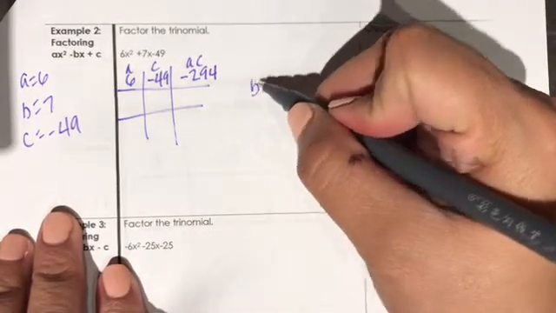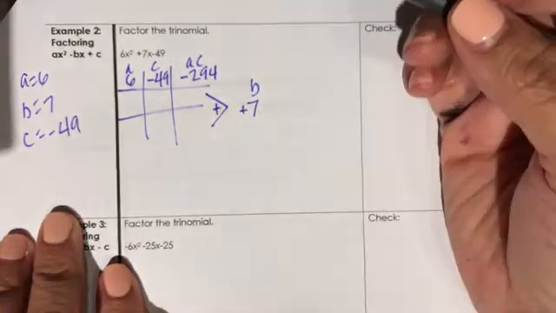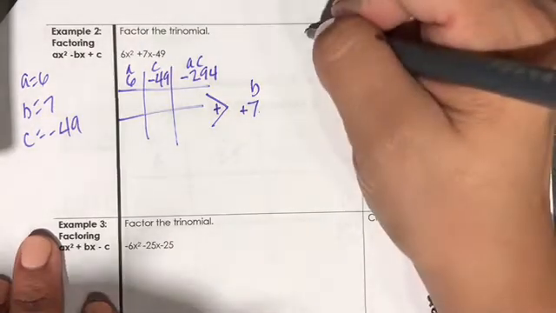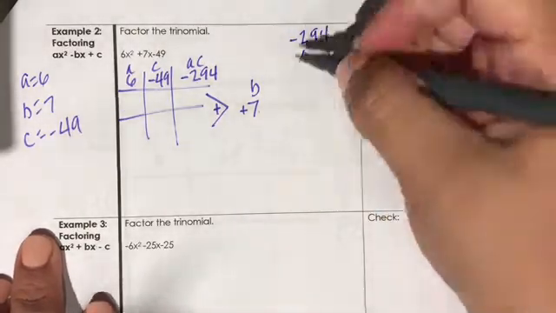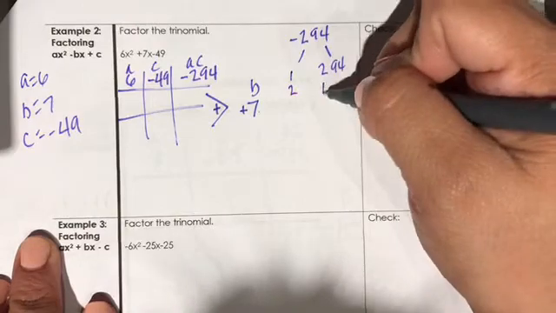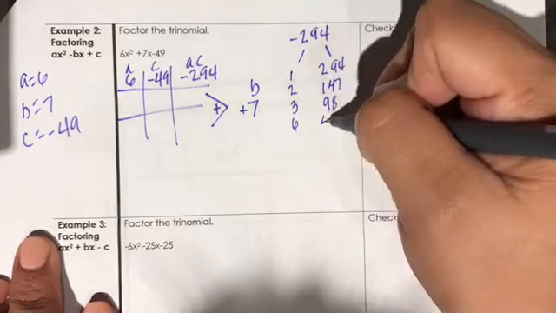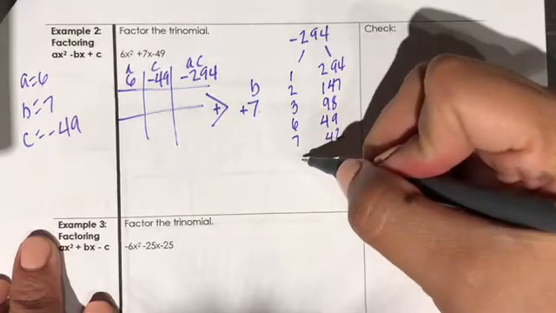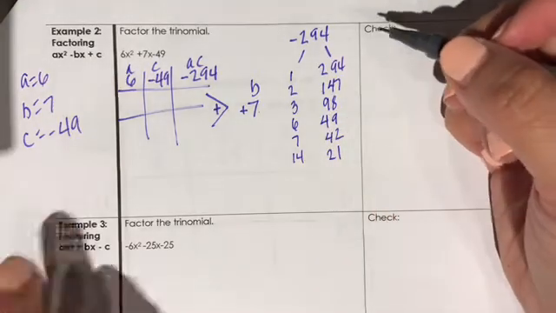and my B is 7, so I know the factors here will add to positive 7. So let's go over the factors of 294 or negative 294. I'm going to have 1 and 294, 2 and 147, 3 and 98, 6 and 49, 7 and 42, 14 and 21.